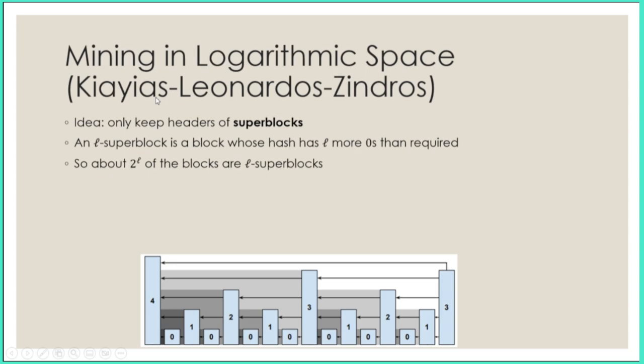So if I look at all the blocks which have 30 zeros, and I ask, okay, how many of them have 35 zeros? Then on average, it would be about one in every 2 to the power of 5, because each bit has equal probability to be 1 or 0. So the probability that all 5 of them are 0 is 2 to the minus 5. Or more generally with L, about 2 to the minus L of the blocks would be L-superblocks. And the thing is, we don't need to keep all of the blocks. Now, I should have said this before, here I'm talking about blockchains again. And this work is about blockchains.